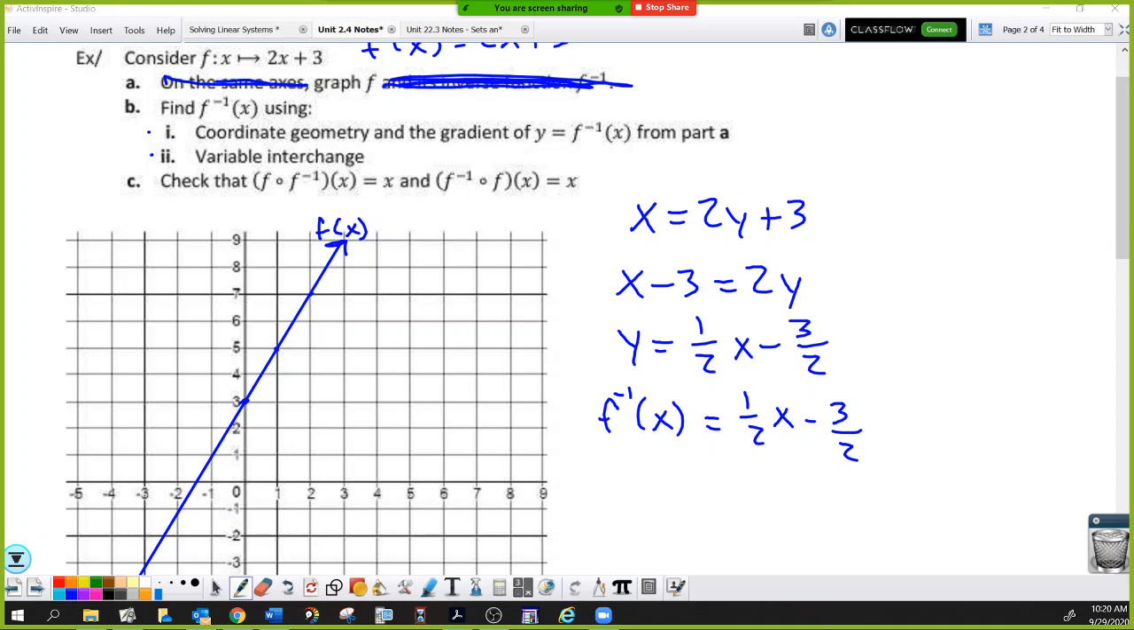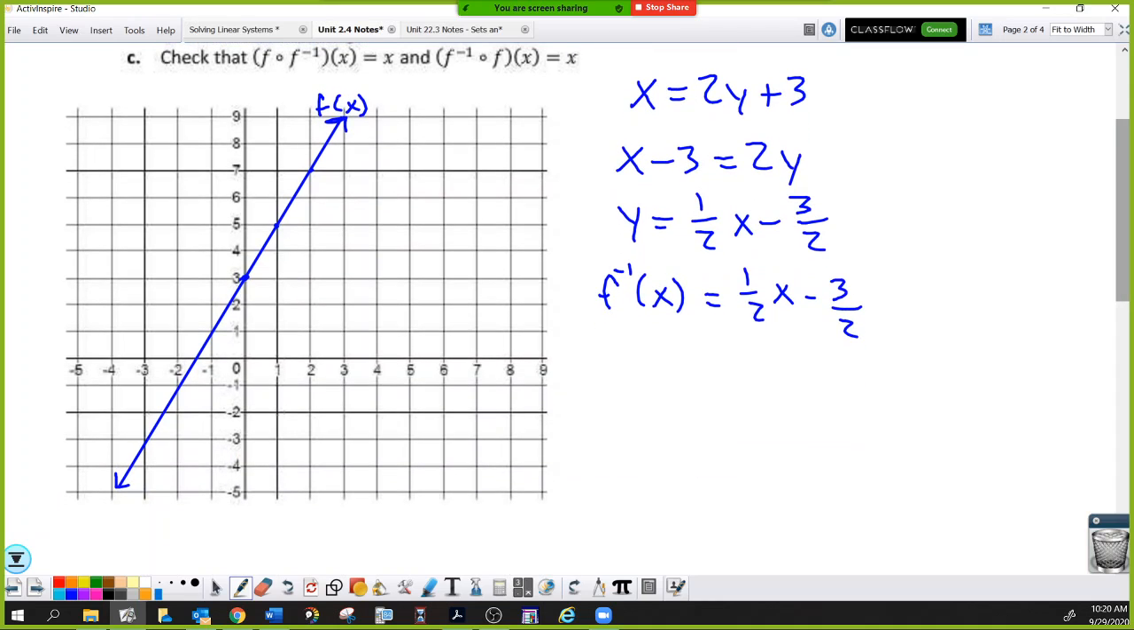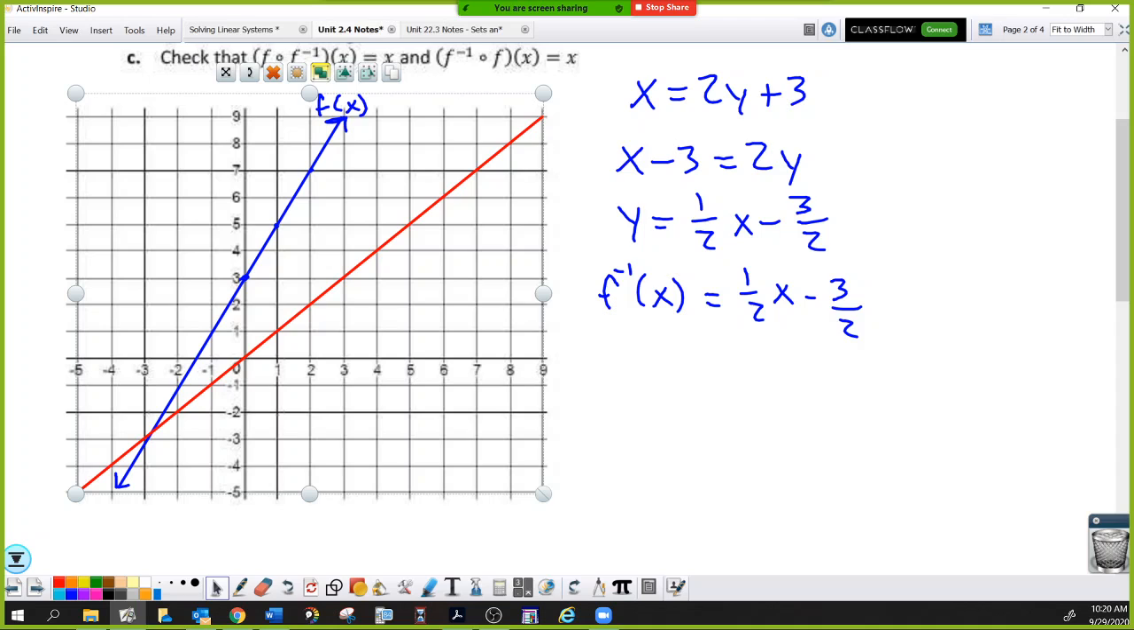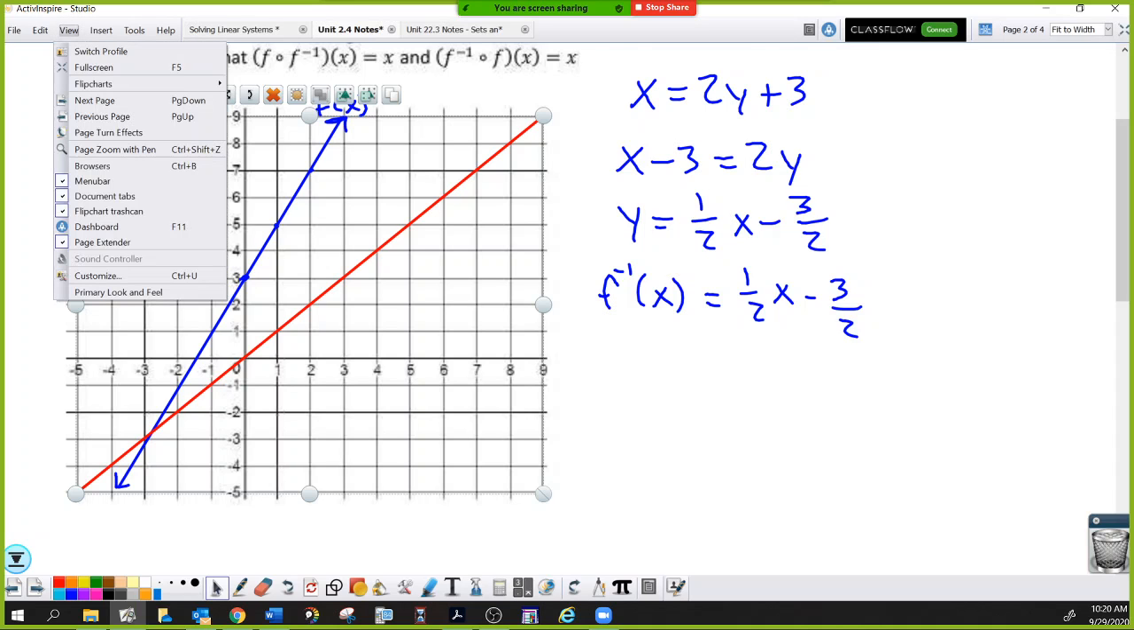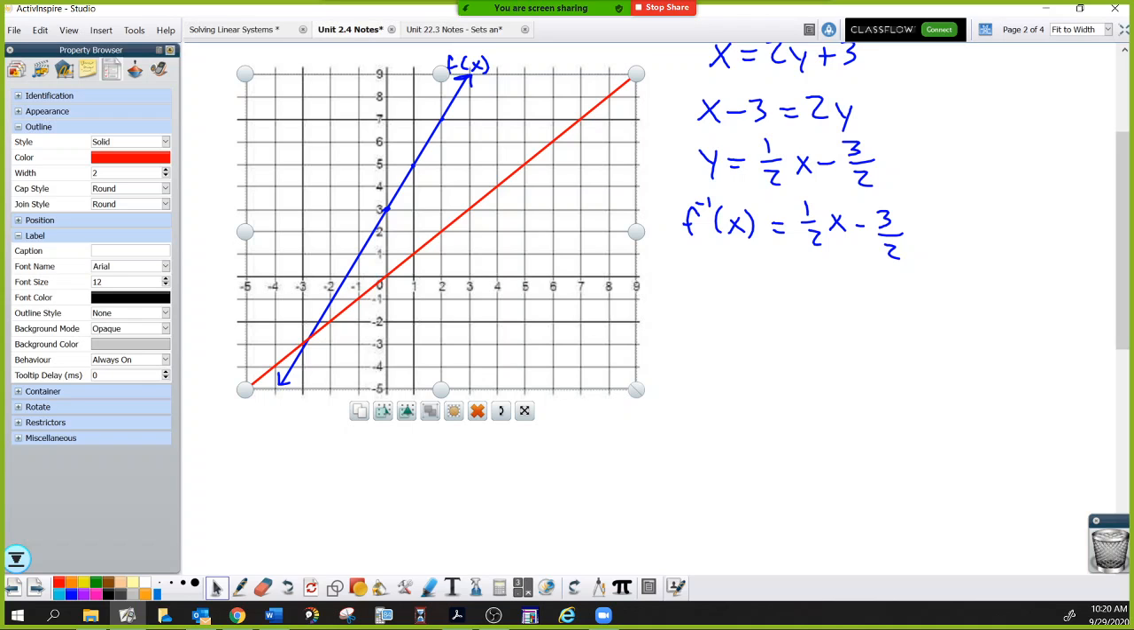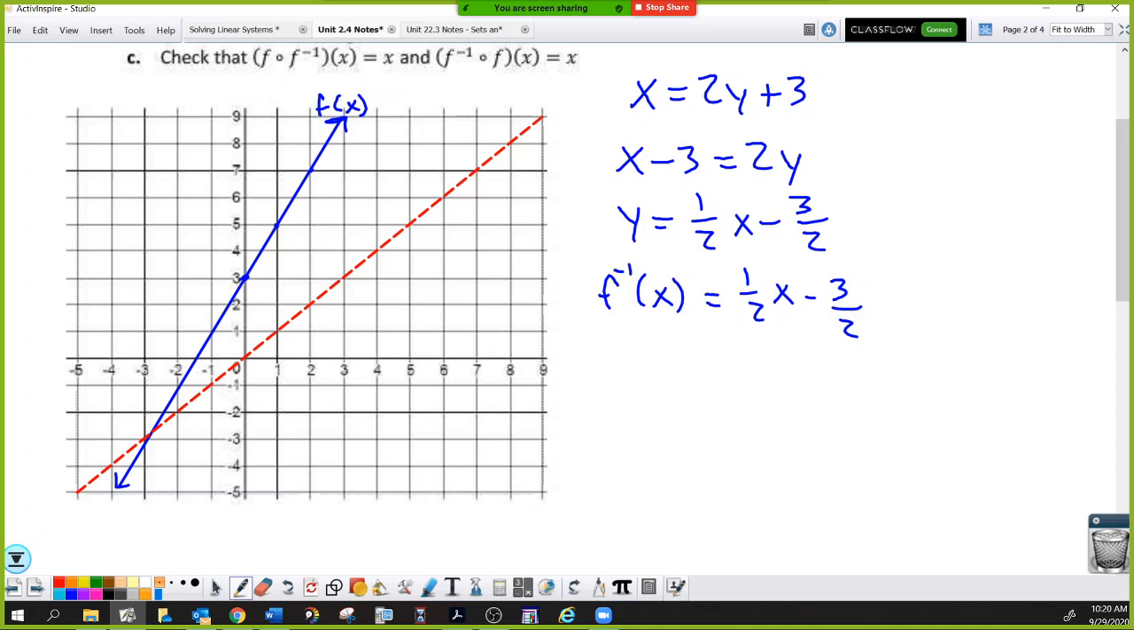So what we're going to do is put a dotted line on y equals x. Dotted line on y equals x. Again, I'm going to cheat because I can. Where are you? There you are. Well, it happened. Okay, there. So there's the line y equals x.